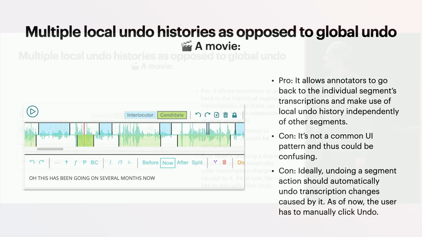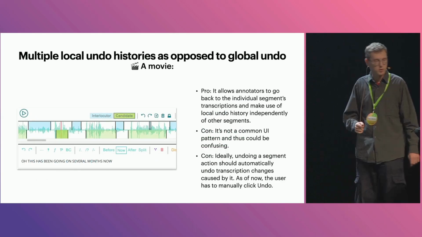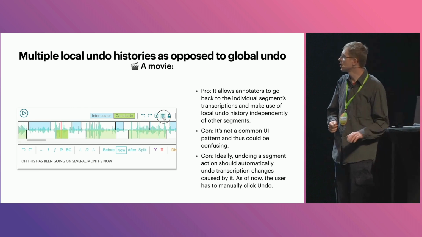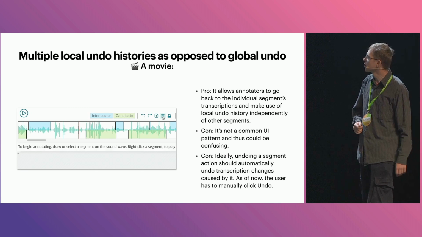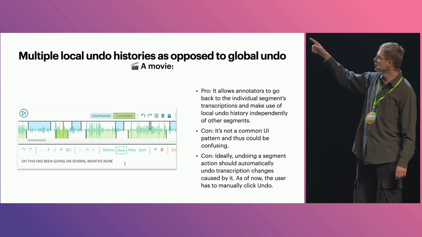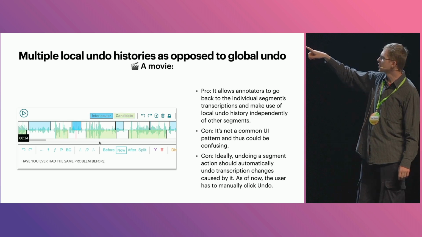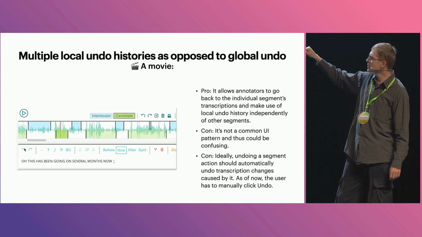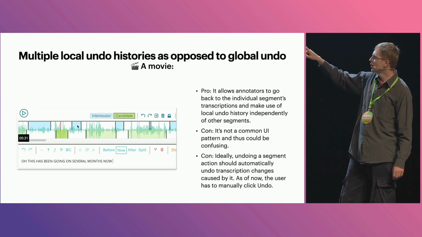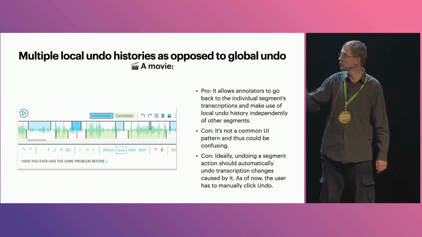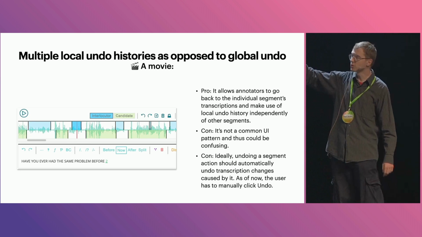Another interesting challenge was local undos. So let's start from the video again. What I'm doing here, I'm selecting segments, deleting them, then undoing that, so they are back. Then I went to the first transcript, updated it, second transcript, updated it, back to the first one, clicked undo. Back to the second, the change for the second is still there. So obviously we have multiple local undo histories, both on the segments level and on the transcription level.